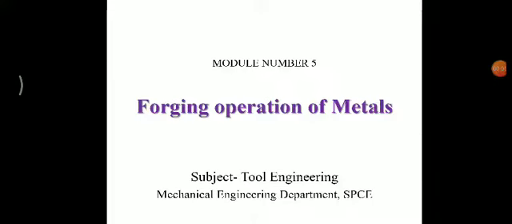Good morning, class. We have just started the second part of this tool engineering course, that is related to the rolling of metals, forging of metals, and other related models related to sheet metal working operations. So today we will start with module number 5, that is the forging of metals.